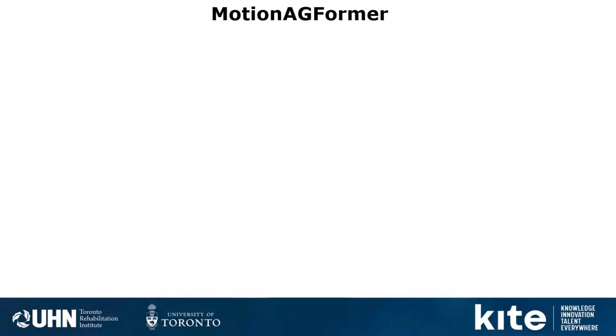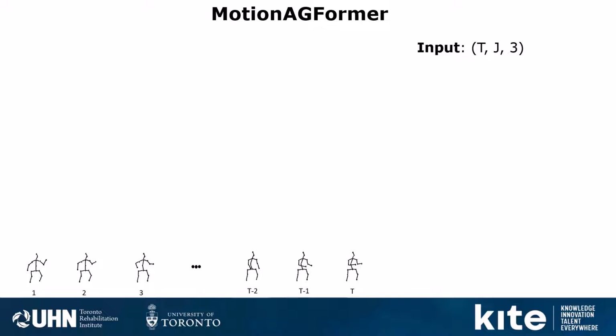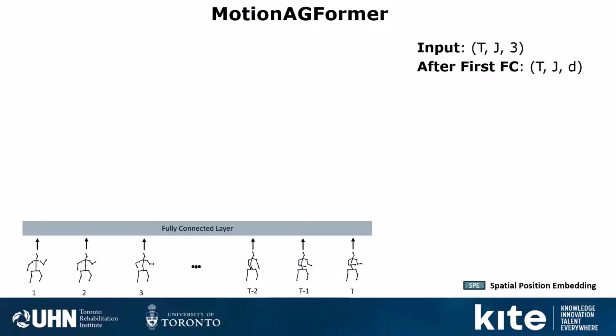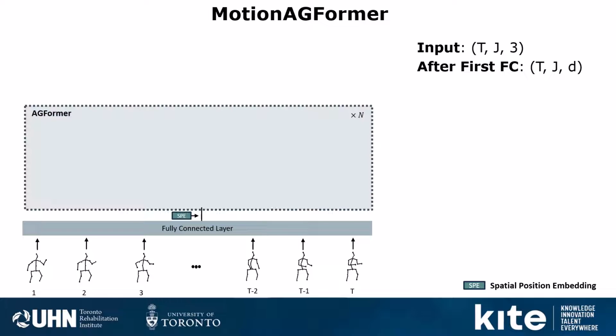The proposed MotionAGFormer receives a 2D pose sequence as the input, which is a tensor with shape T, J, 3, where T is the number of frames, J is the number of joints, which is 17 in our case, and 3 is x, y, and confidence score. Then they are passed to a fully connected layer, which maps these three-dimensional vectors into a D-dimensional vector. And then after applying a spatial position embedding, we have AGFormer blocks, which we repeat N times.